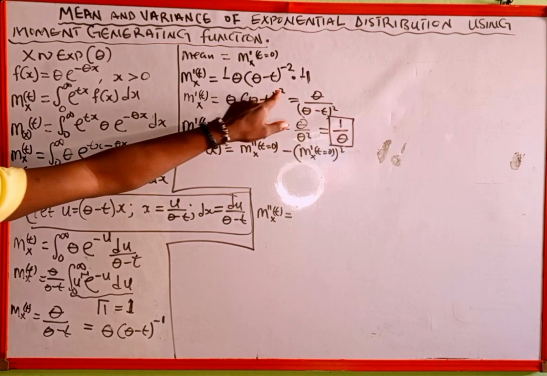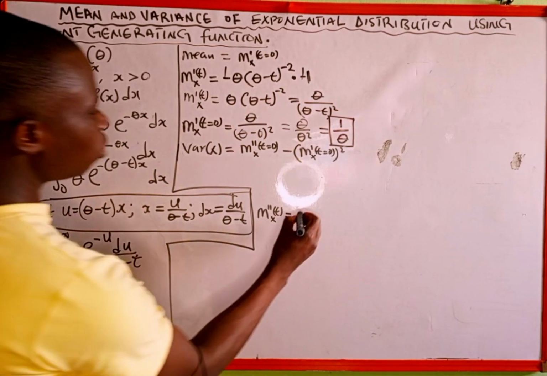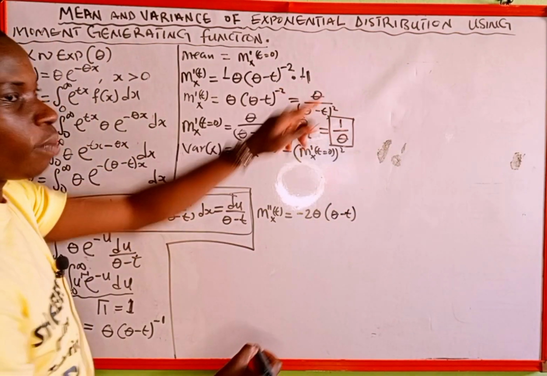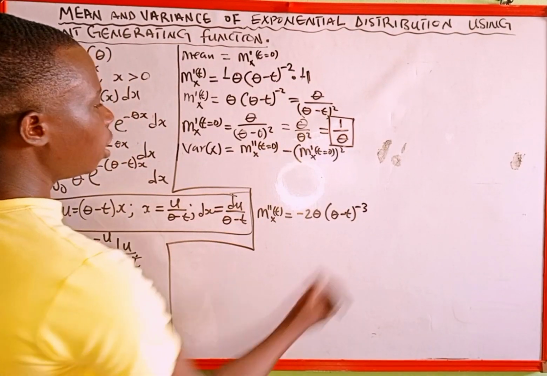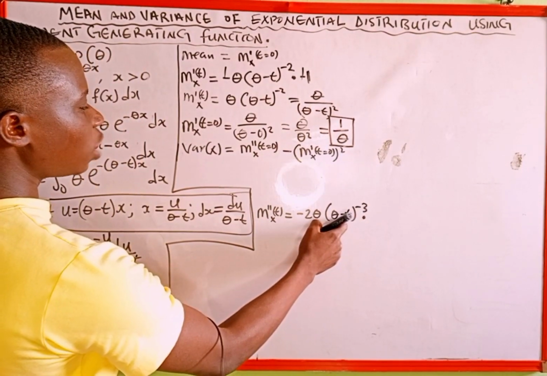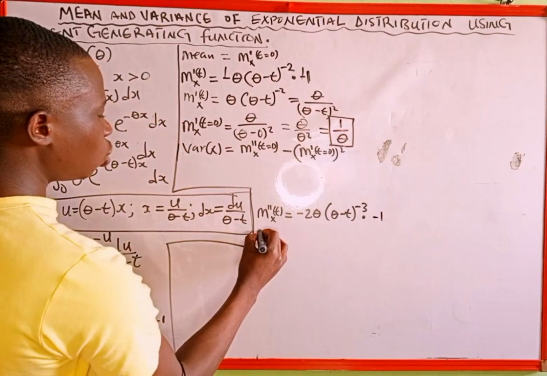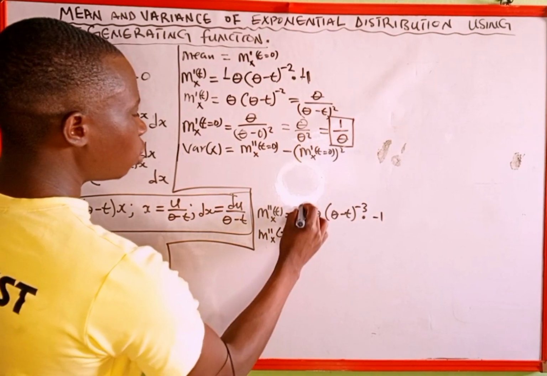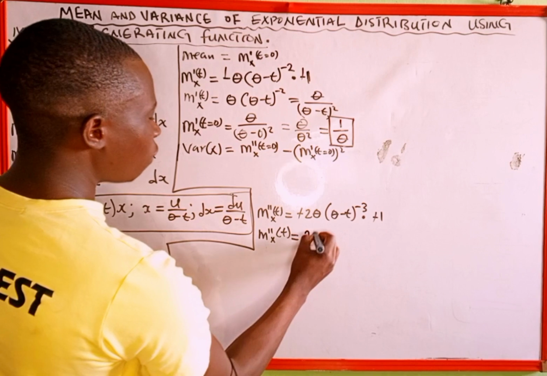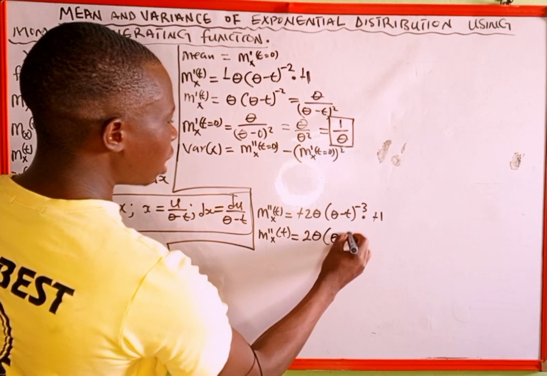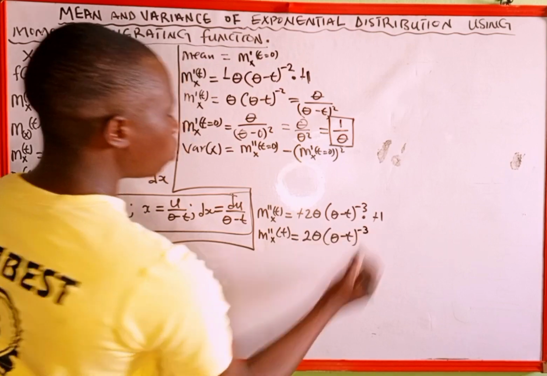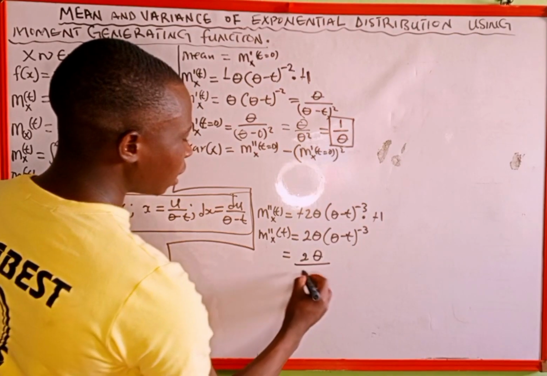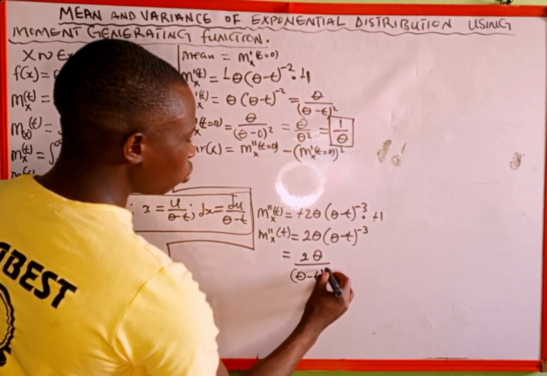So if you differentiate this function, we're going to have minus 2 multiplied by theta, which gives us minus 2 theta multiplied by theta minus t. Then minus 2 minus 1 is the same as what? Minus 3. Then multiplied by, since we are differentiating with respect to t, minus 1. So M at second derivative sub x of t will be equal to, this minus is going to cancel out this minus. We have 2 theta into theta minus t raised to the power of minus 3. Then this is the same as 2 theta all over theta minus t, then raised to the power of 3.